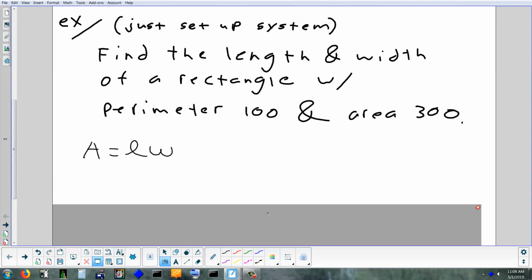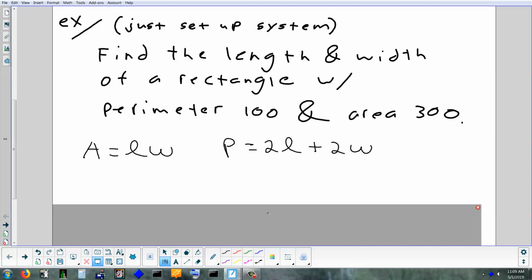And what's the other formula we're going to use? It's going to involve not area, but perimeter. What's the formula for the perimeter of a rectangle? 2 length plus 2 width. Yep. 2 times the length, because you get 2 of those. 2 times the width, you get 2 of those. And you add them all up.